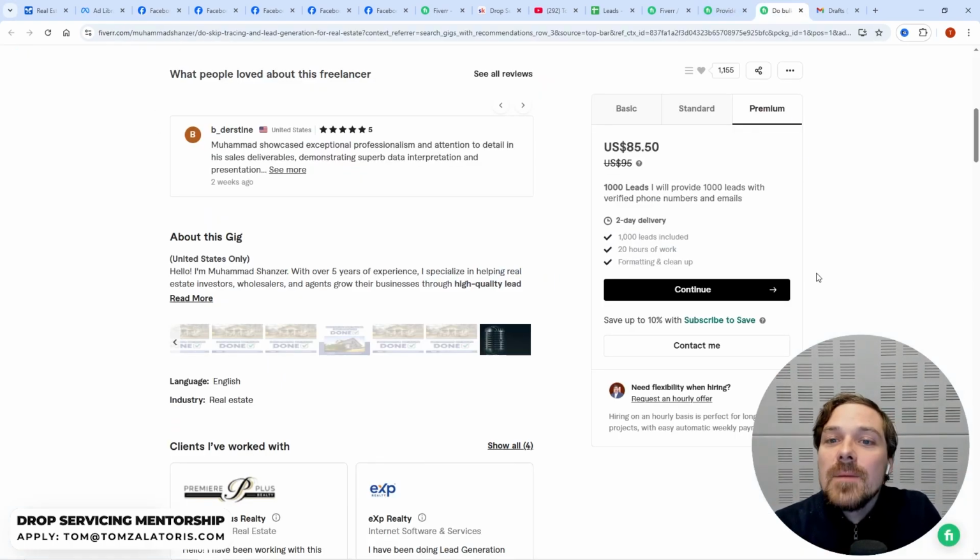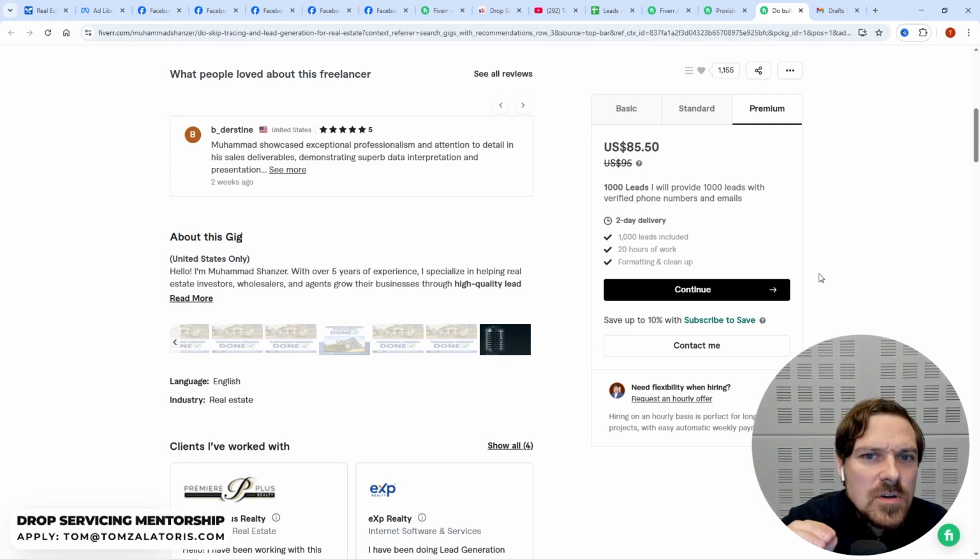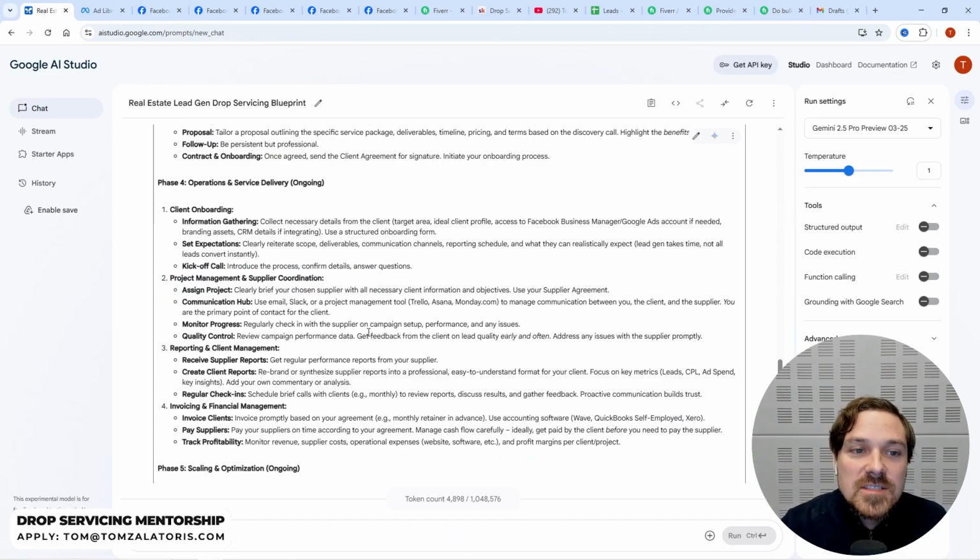So think about it. If they're going to invest a few hundred dollars and get 1,000 leads, that's a lot of value for them. So for 1,000 leads, you can think about selling for about $850. So 10 times more, okay? This is not a 50% margin, this is like an 80% margin. This is how powerful this lead gen strategy is.